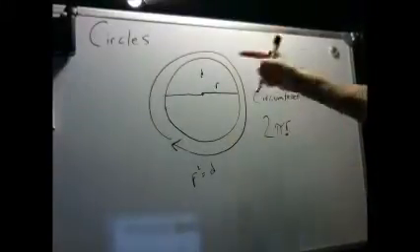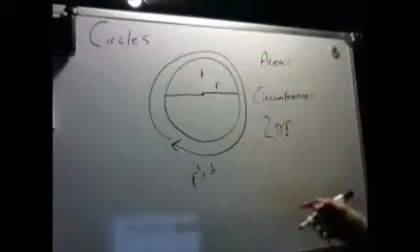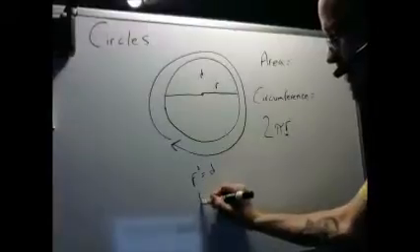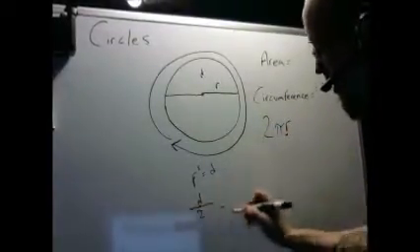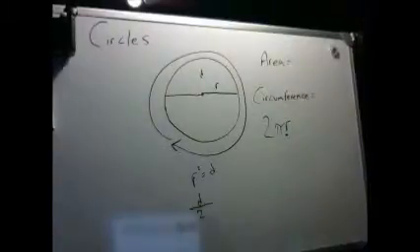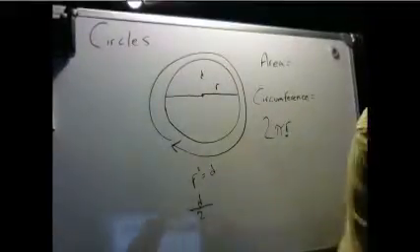Now you can also refer to it backwards, and if you're starting with the diameter and you want to refer to the radius, you can write it as d over 2, because essentially it's the diameter halved.